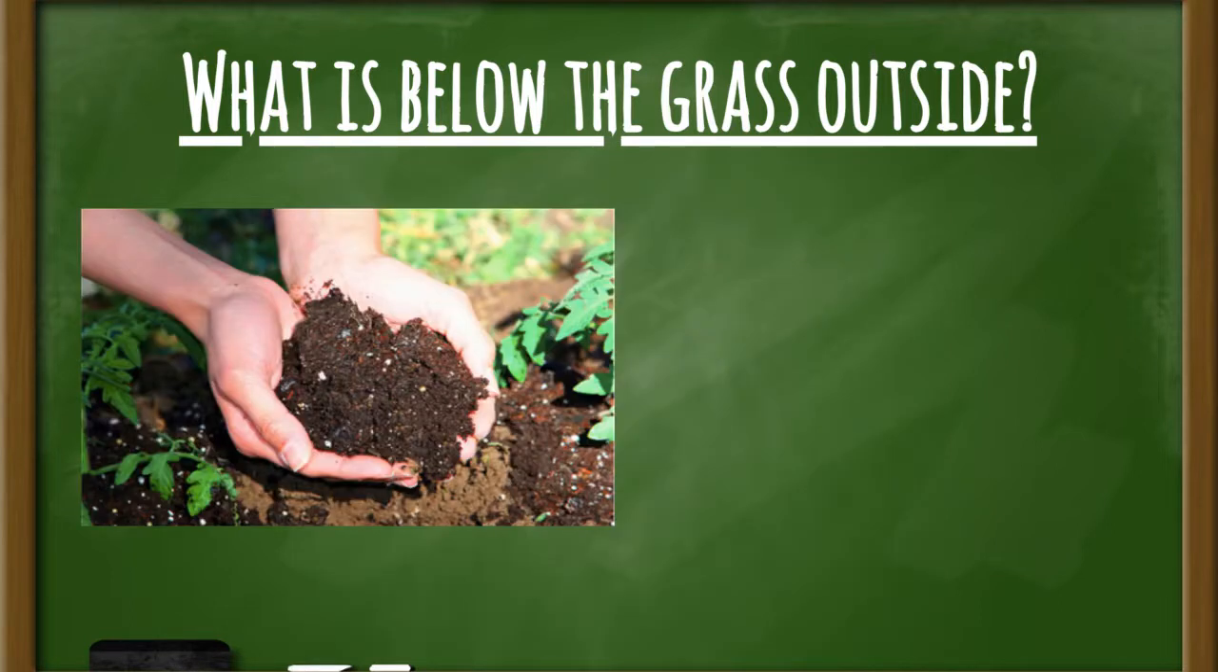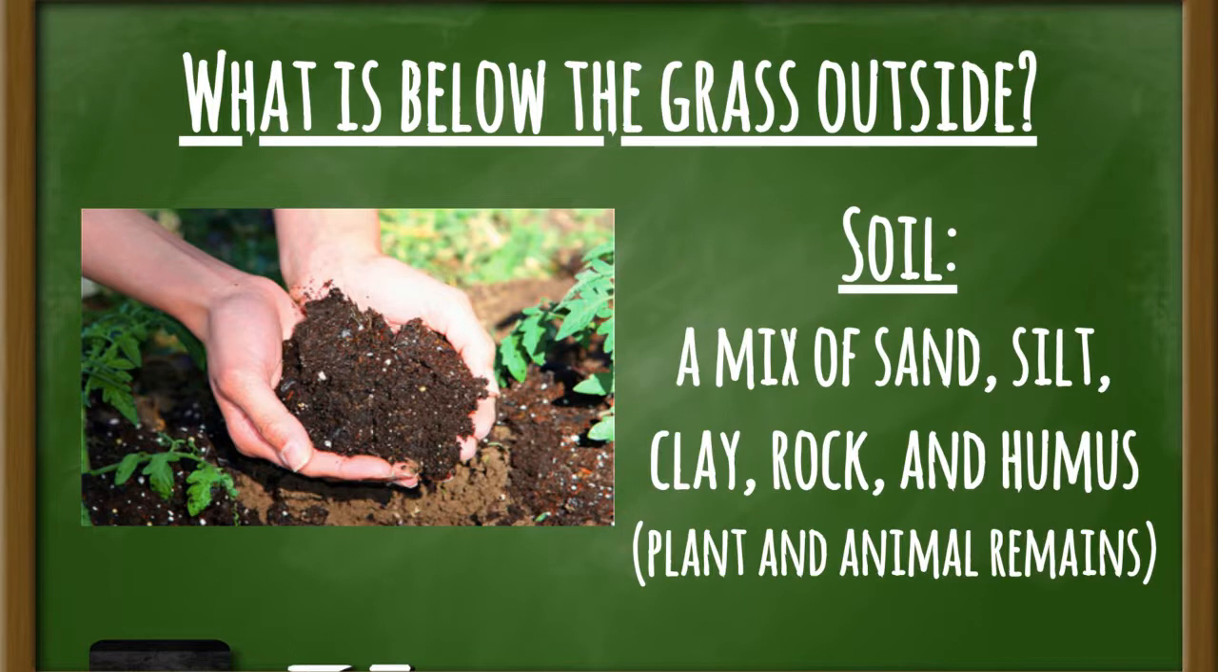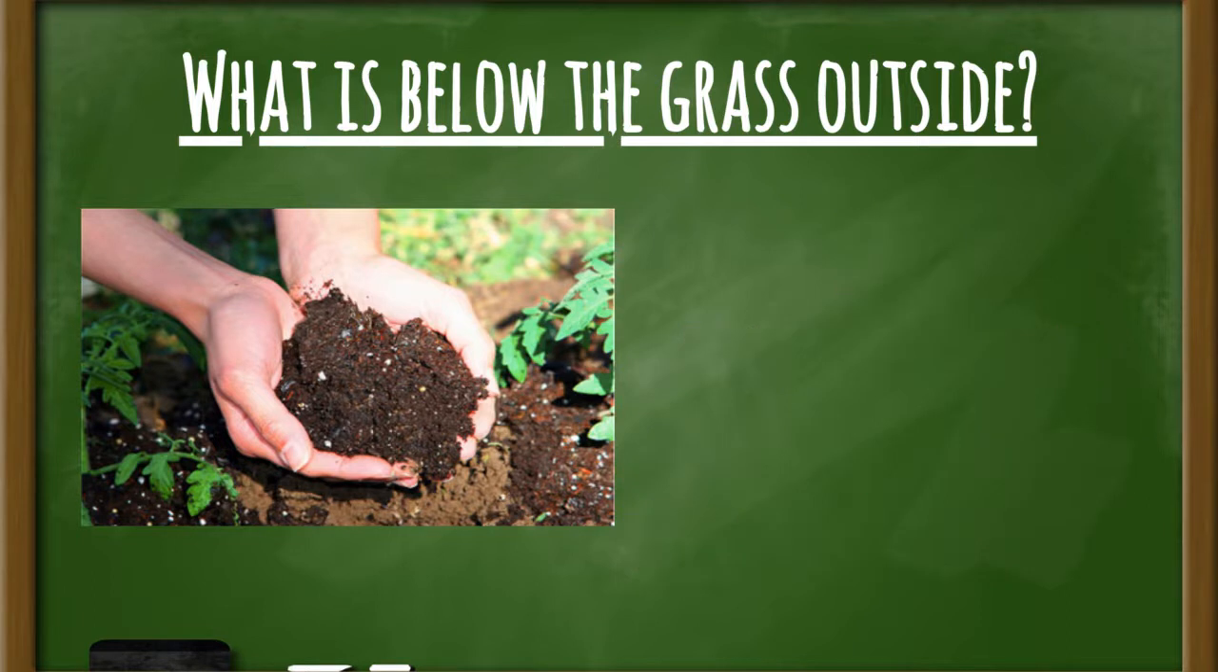So what's underneath the grass outside? Well, that's soil. Soil is a mixture of sand, silt, clay, rock, and humus, which is plant and animal remains, that build up and they give our different plants nutrients. Soil is going to be the topic of our study for this unit. Let's look at some different kinds of soils and make some observations on them.